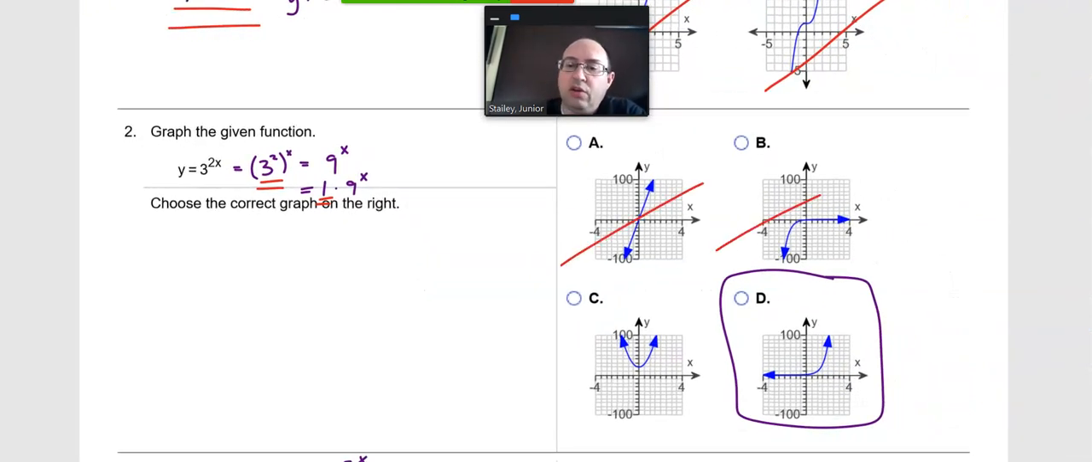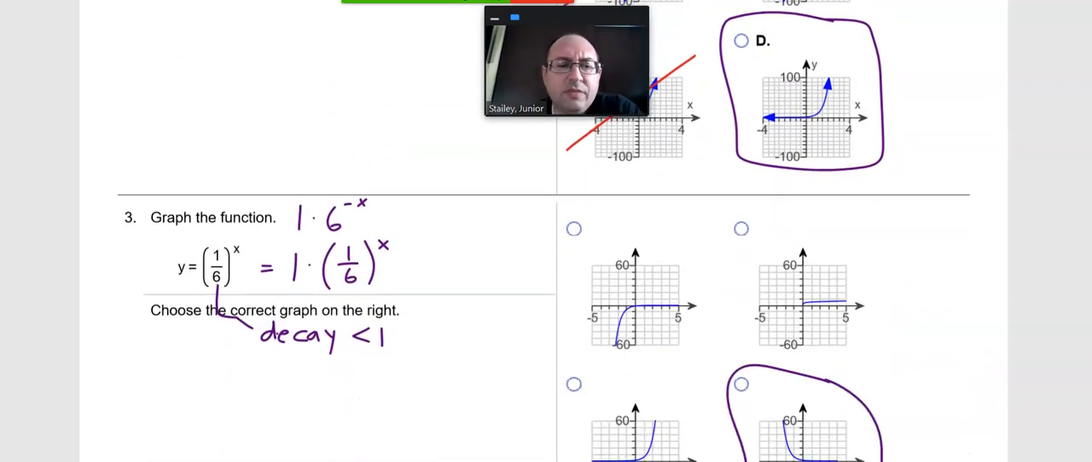And oh, look. Only one graph is exponential growth. Man, I've got to make these multiple choice questions harder.